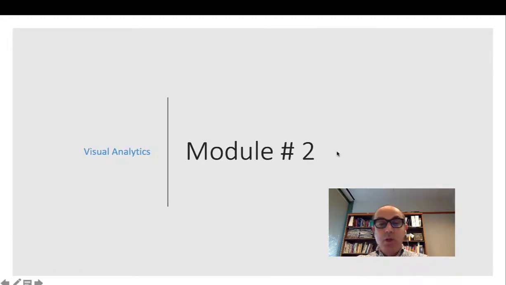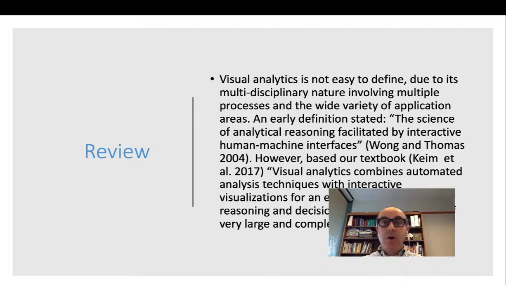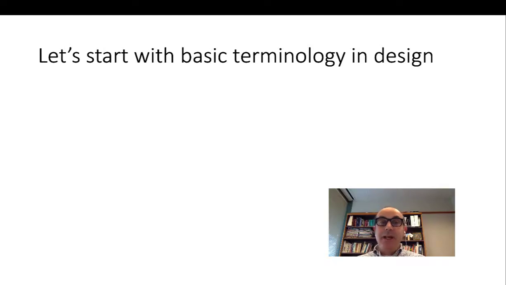Welcome back to module number 2, Visual Analytics. In module number 1, I talked about what visual analytics is and what we are going to do in class. I gave you a few definitions of what it stands for, but we never talked about the design elements and the terminology in design. This is the focus of this module, where in the end we are going to start applying visual analytics in Google Fusion Tables, and I will give you more instructions at the end of the module.